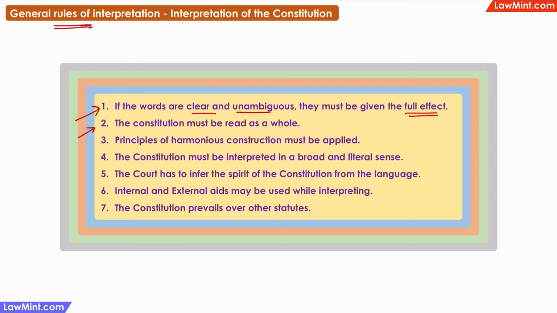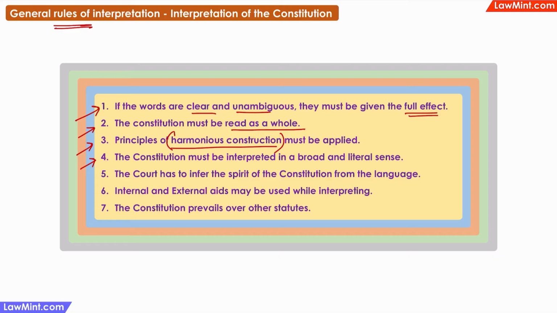The second one is that the Constitution must be read as a whole. This is common sense because reading only the part of the Constitution that you want and ignoring the part that you don't want is essentially misinterpretation. The third rule is that the principles of harmonious construction must be applied. This is again the same principle of harmonious construction that is applicable on all statutes.